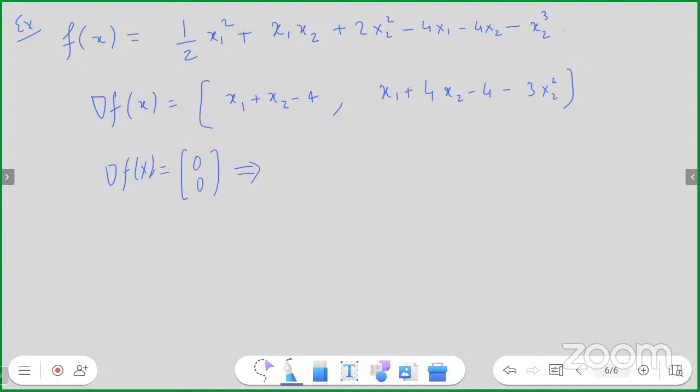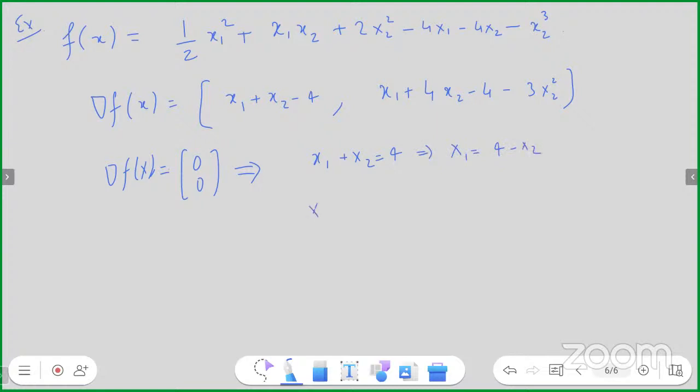Implies x1 plus x2 equal to 4, essentially. This clearly tells you something like this. And what else? You somehow eliminated others. How did you do that? Oh, okay, so that's another way. So it implies x1 is equal to 4 minus x2.